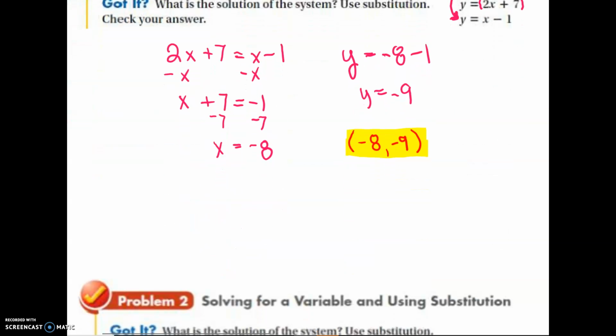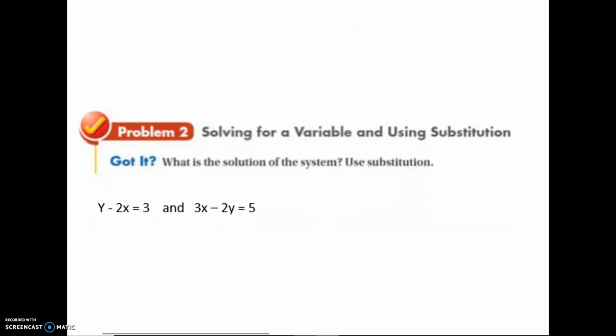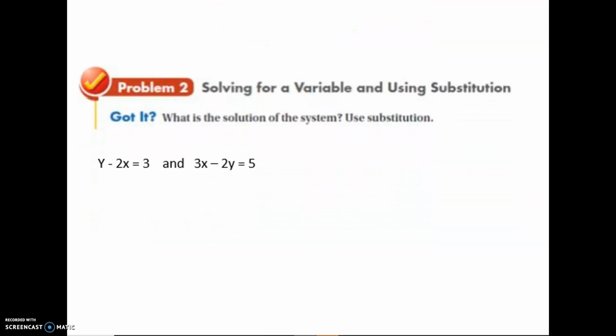Now, moving on to example 2. It's just another example for solving using substitution, except this time I would consider it not as nice of a problem because obviously neither one is solved for a variable. But what you want to do is ask yourself, well, which equation could be easy to solve for a variable? I would look at this first equation and see, well, y doesn't have a coefficient. So if I were to just move this 2x over, then I could have y by itself. Then I can solve the system pretty easily.